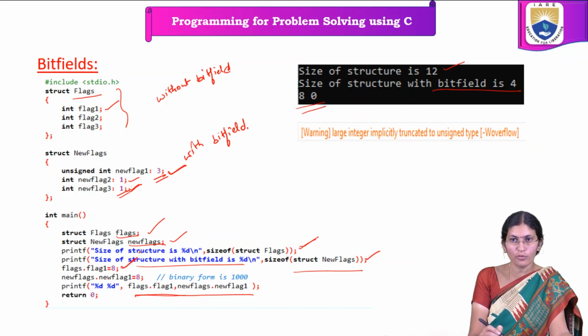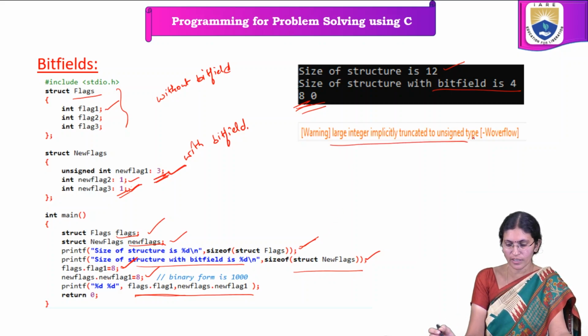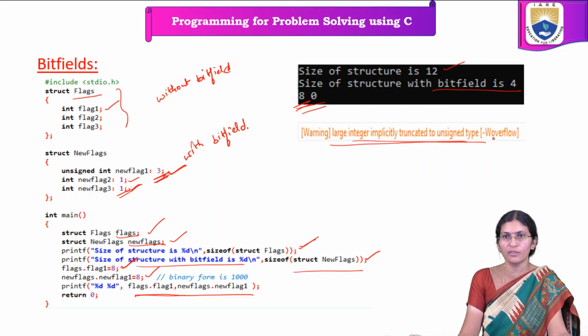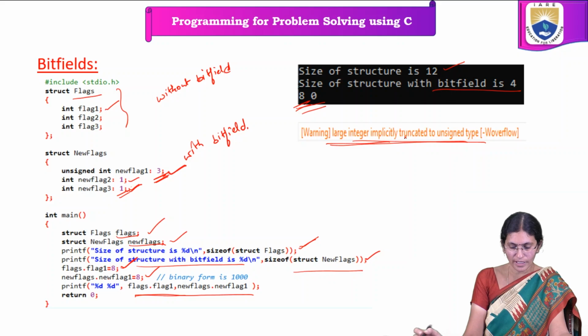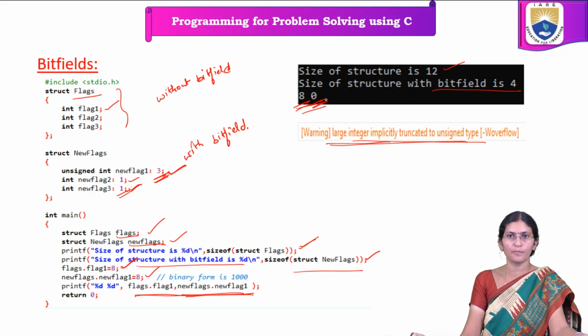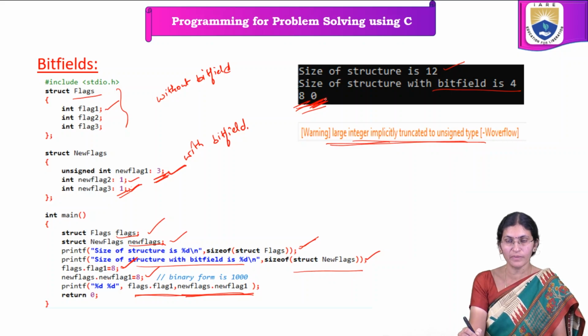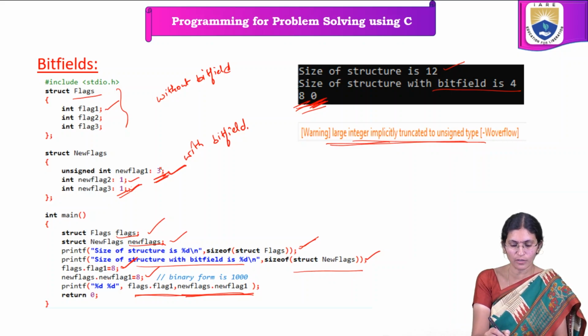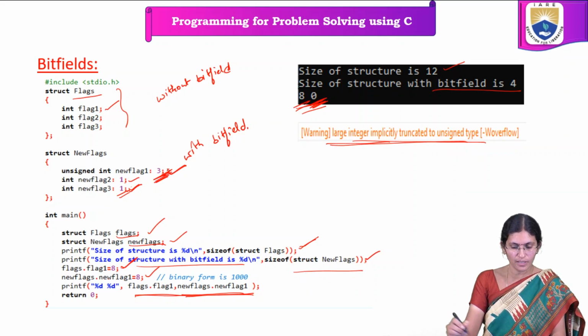For the regular structure, there is no problem. Whatever we have assigned, we'll get the same value. But when we are using bit fields, whatever bits we have specified, the output will be truncated. You'll get a warning here: large integer is implicitly truncated to integer type. The output obtained for this statement is 0. So the output will be according to the number of bits you have specified in the structure definition. You have to take care of this when you are using the concept of bit fields.